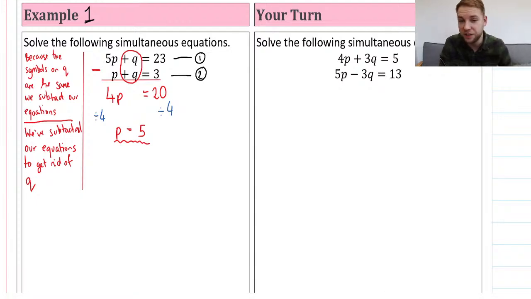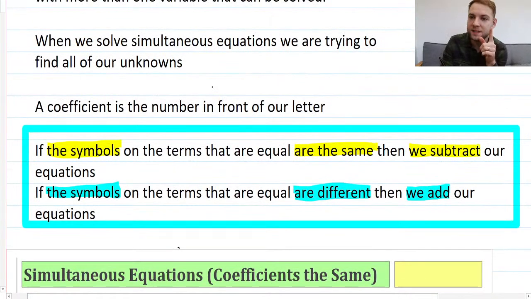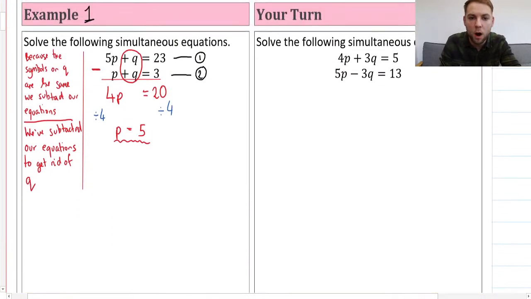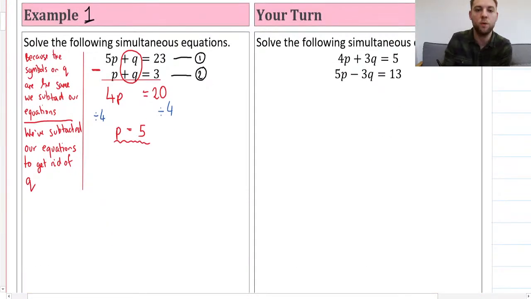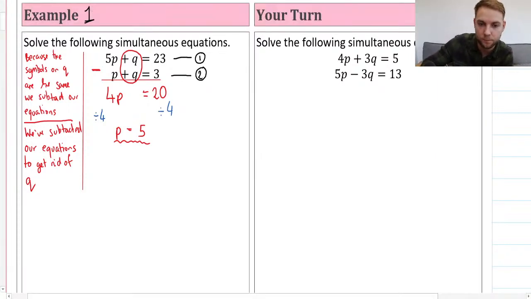Now we've not finished there, because we noticed that when we're solving simultaneous equations, we're trying to find all of our unknowns. So we know what p is, but we don't know what q is. Now this is the next and the last little part here. I'm going to write this down as well.